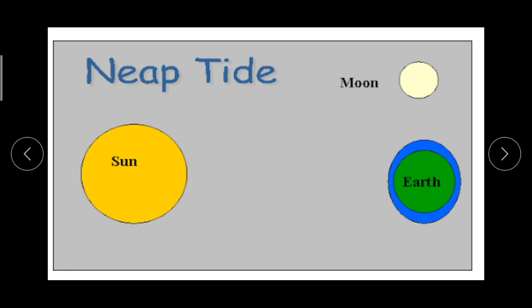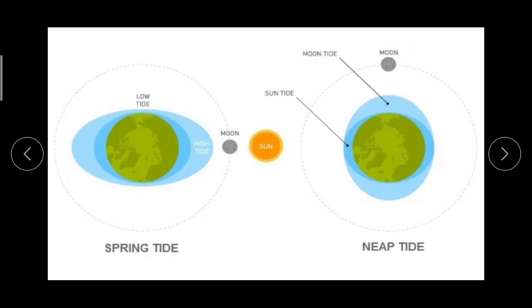The fall in water level is less than usual at the time of low tide. This is because the attraction of the sun and the moon are not complementary but at right angles to each other, and such tides are called neap tides. In the image again you can see, in spring tide it is very high and very low, but in neap tide it is not very high and not very low.